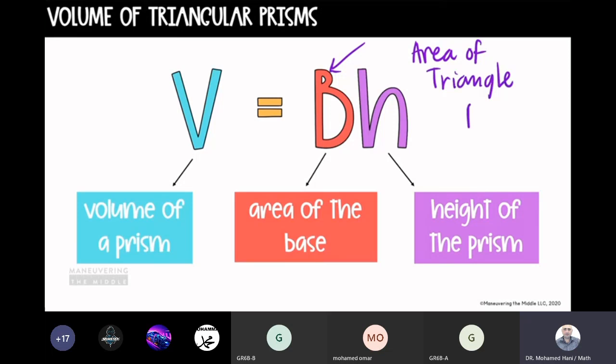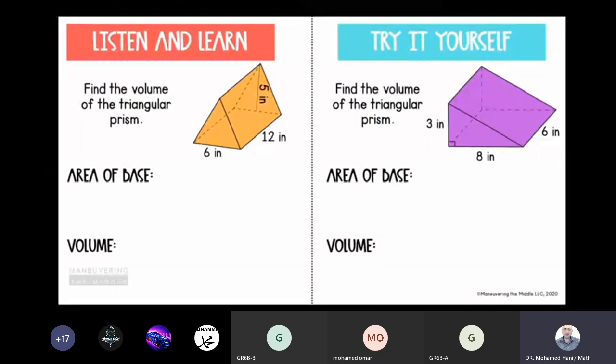And if you remember, we know that the area of a triangle can be represented by 1/2 base times height. So it's a little bit tricky because we have two heights. We have the height of the triangle that we're going to represent right here. And then we also have the height of the prism. So we have to be very careful to make sure we're using the correct height in the correct formula. Let's go ahead and look at this together.